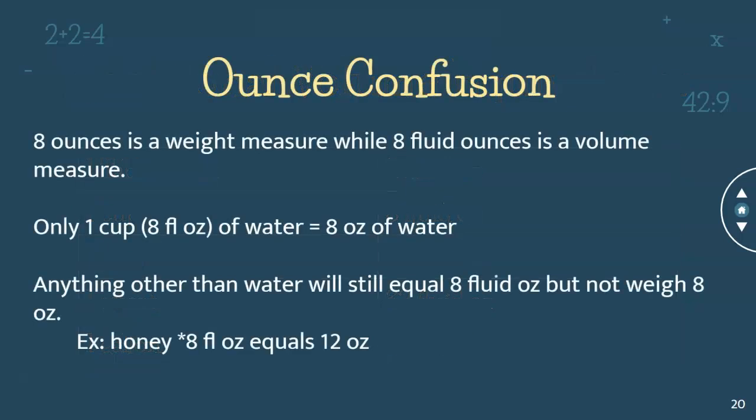And then here's where people get a little confused. This is the ounce confusion. So 8 ounces is a weight measure, while 8 fluid ounces is a volume measure, which we just defined in our previous slides. So 1 cup, which is 8 fluid ounces of water, equals 8 ounces of water. However, that is not true with other ingredients. So for example, honey, 8 fluid ounces of honey equals 12 ounces. It weighs 12 ounces. So you need to make sure that you're really following the proper unit and using the proper measuring tool to make sure that your recipe turns out correctly.